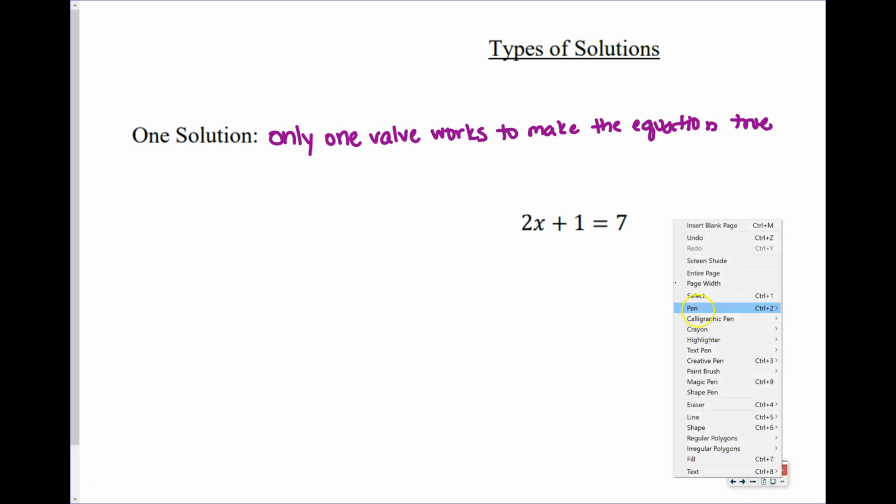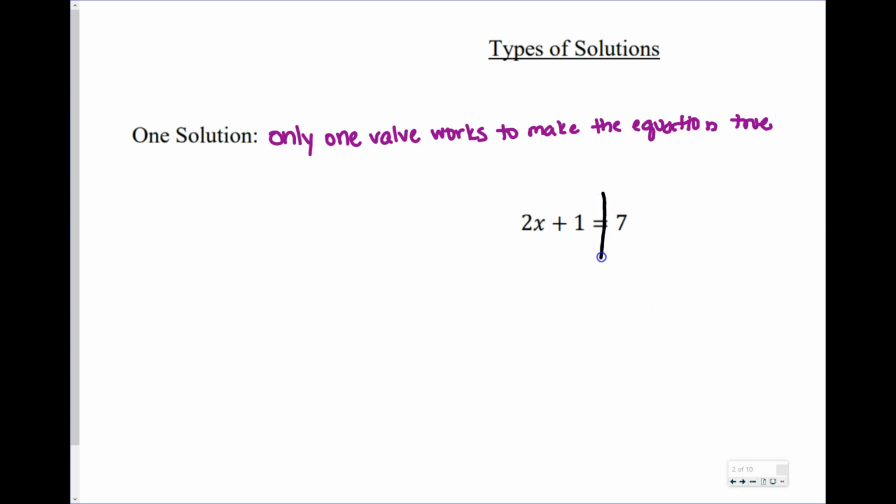If I were to give you this problem, most of you would draw your line through the equal sign and start solving for x. You'd subtract 1 on both sides. You'd get that 2x equals 6. You would divide both sides by 2, and you'd get x equals 3.